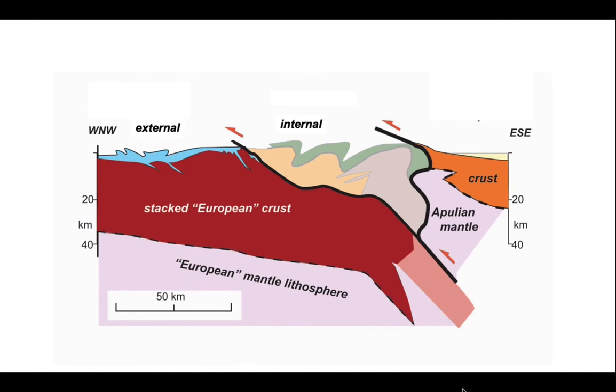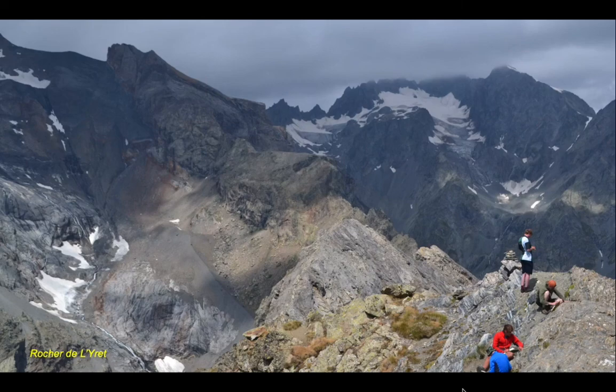So that was a quick look at deformation within the sedimentary cover in the external zones. Now the external zones are separated from the internal by a really major tectonic structure called the frontal Pennine thrust. Let's look at the shearing associated with this structure up here in the mountains near the town of Briançon in the French Alps.